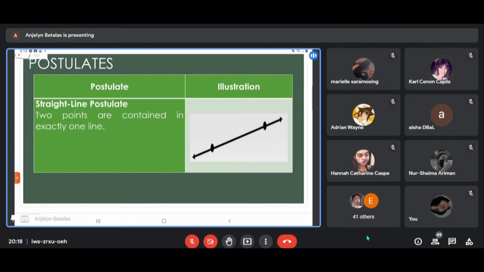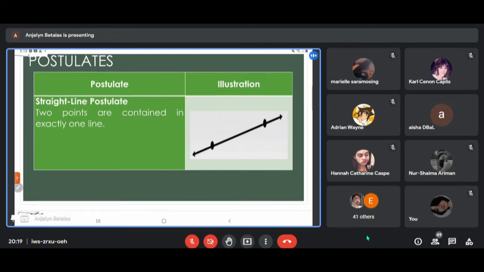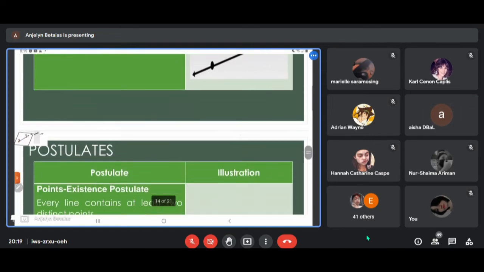There is the straight line postulate: two points are contained in exactly one line. Two points are contained in exactly one line. For example, points A and B are contained in only exactly one line. Remember that. Okay, next.